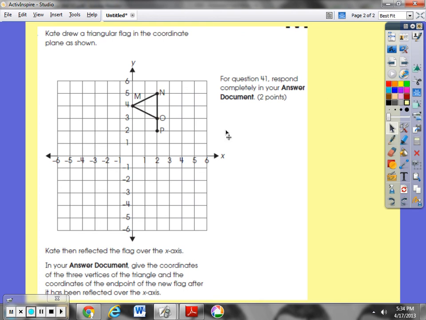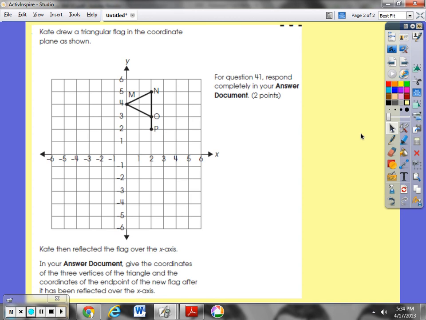I'm going to read it first, and then I'll go back and deconstruct it. Kate drew a triangular flag in the coordinate plane as shown. There's Kate's triangular flag. Kate then reflected the flag over the x-axis. In your answer document, give the coordinates of the 3 vertices of the triangle and the coordinates of the endpoint of the new flag after it has been reflected over the y-axis.